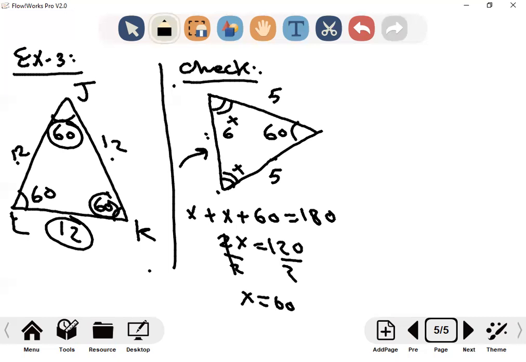Divide by 2 both sides, x equals 60. So this is 60 and this is 60. If this side is 5 and this side is 5 and the three angles are 60, then this side should also be 5. You understand? This is the check. After this check, we have example 4. Take a look at it and we'll do it in detail.